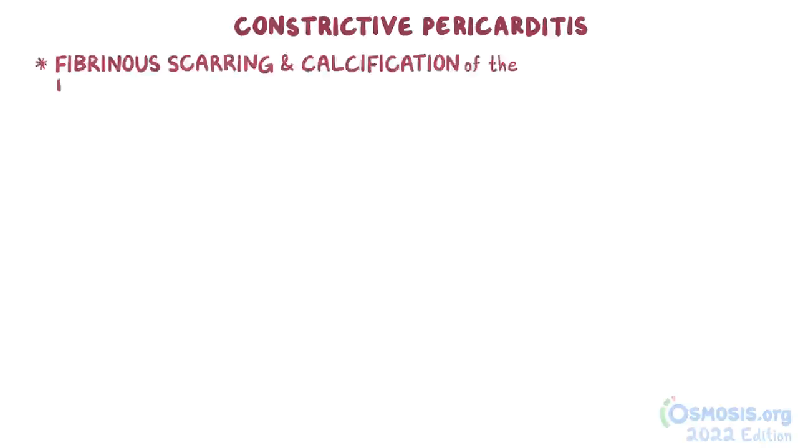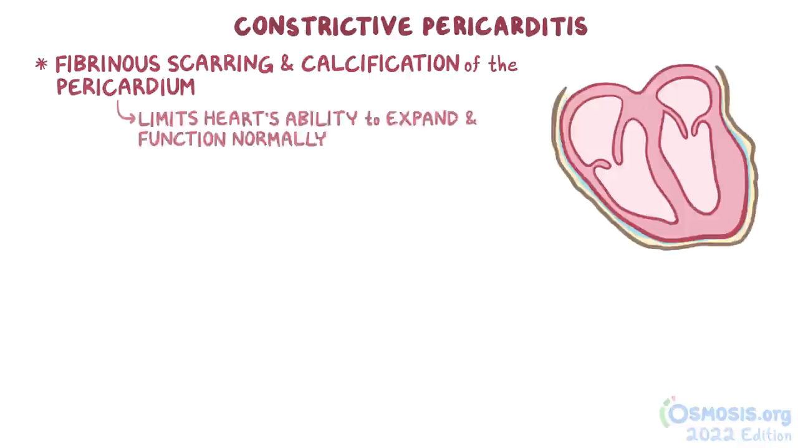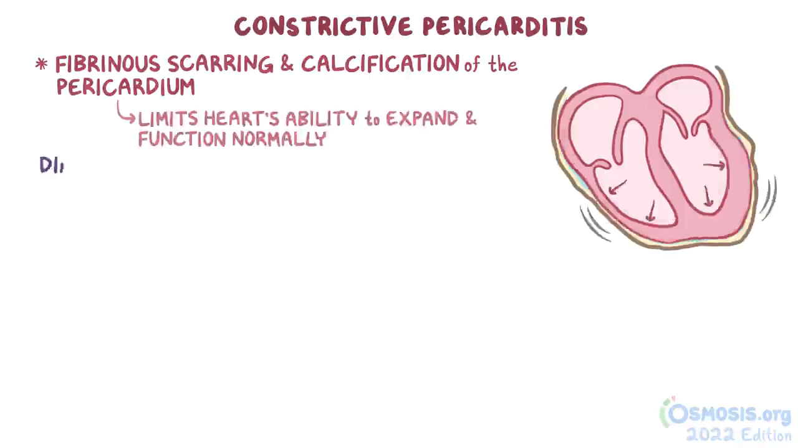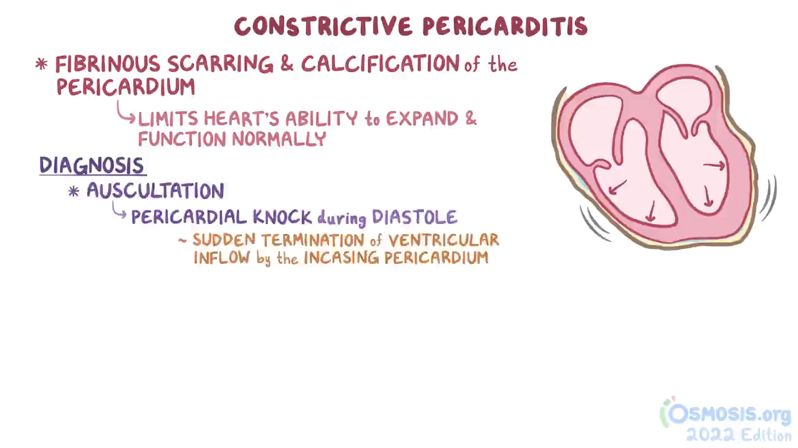Finally, there's constrictive pericarditis, which is a chronic process that results in fibrinous scarring and calcification of the pericardium. The pericardium becomes a rigid box that forms a non-compliant shell around the heart, limiting the heart's ability to expand and function normally. So when blood enters the heart, the walls of the heart relax back into this rigid box, creating the so-called pericardial knock during diastole on auscultation, which is due to the sudden termination of ventricular inflow by the encasing pericardium. There are no specific electrocardiographic findings in constrictive pericarditis.